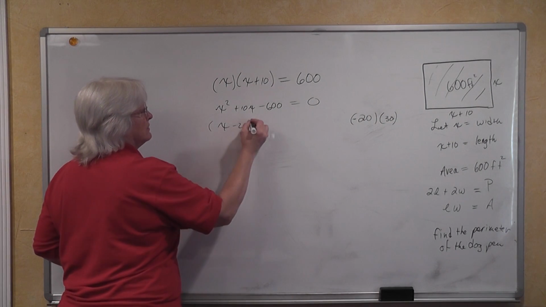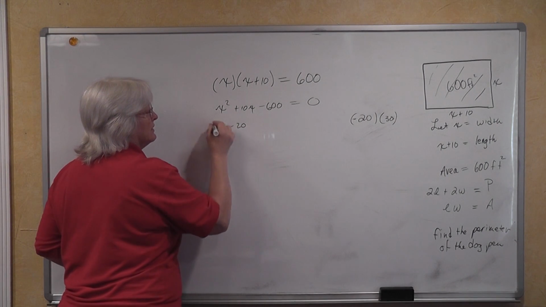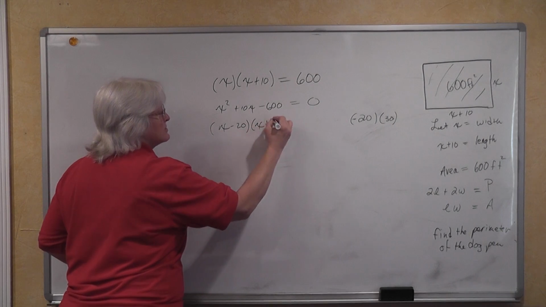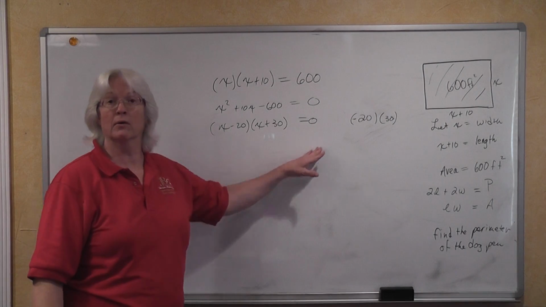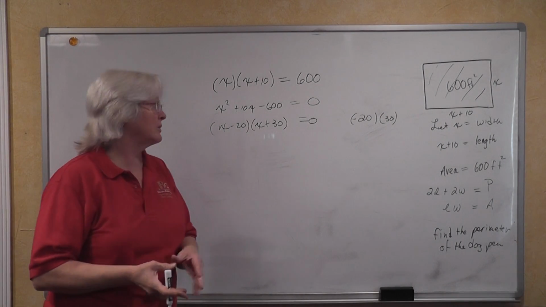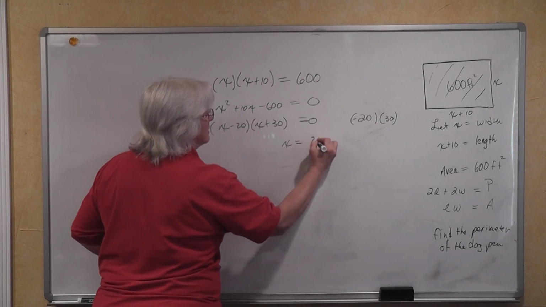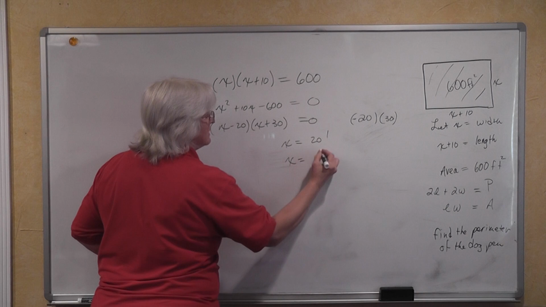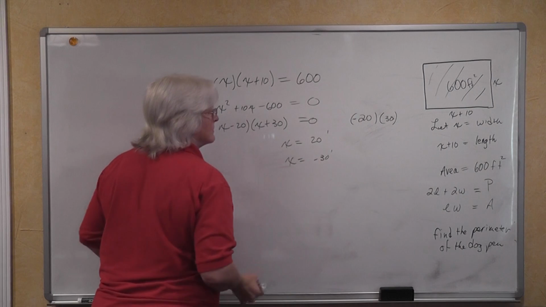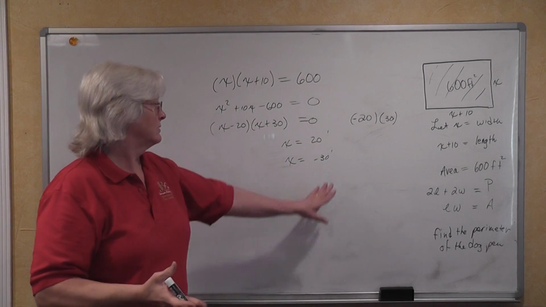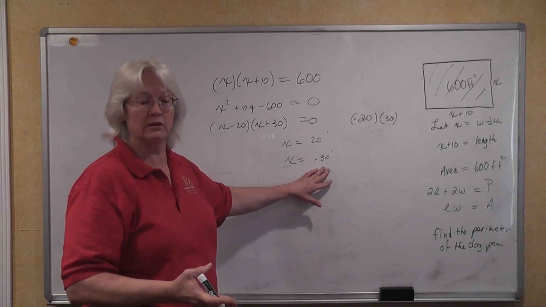X minus 20, yes. X minus 20 times x plus 30 is equal to 0. Now we can use our zero product property that allows us to come up with two possible values. Either x can be equal to 20 feet or x can be equal to a negative 30 feet. Which one of these is correct? Well, obviously 20 feet, because you cannot have negative length.